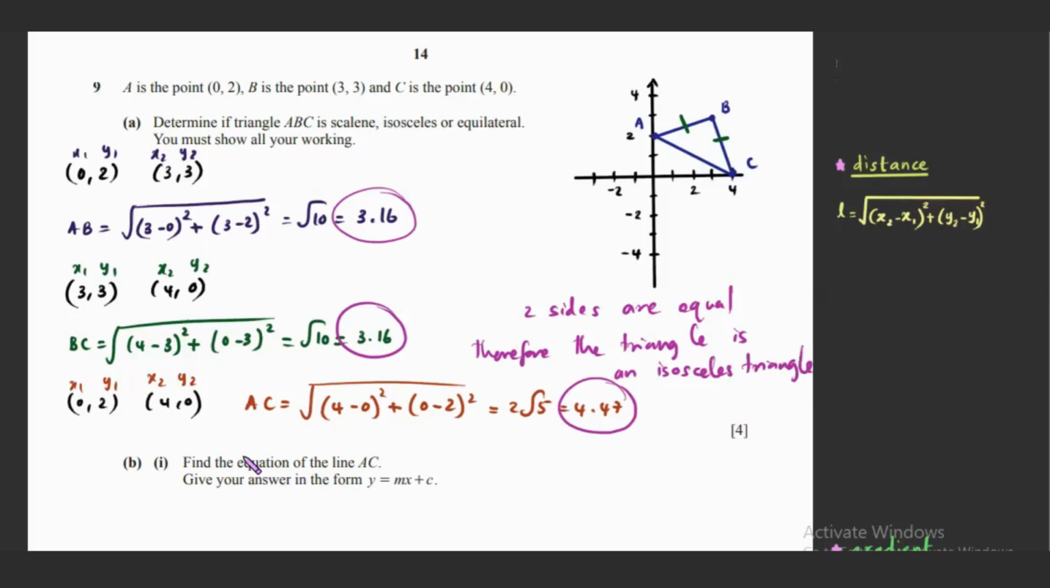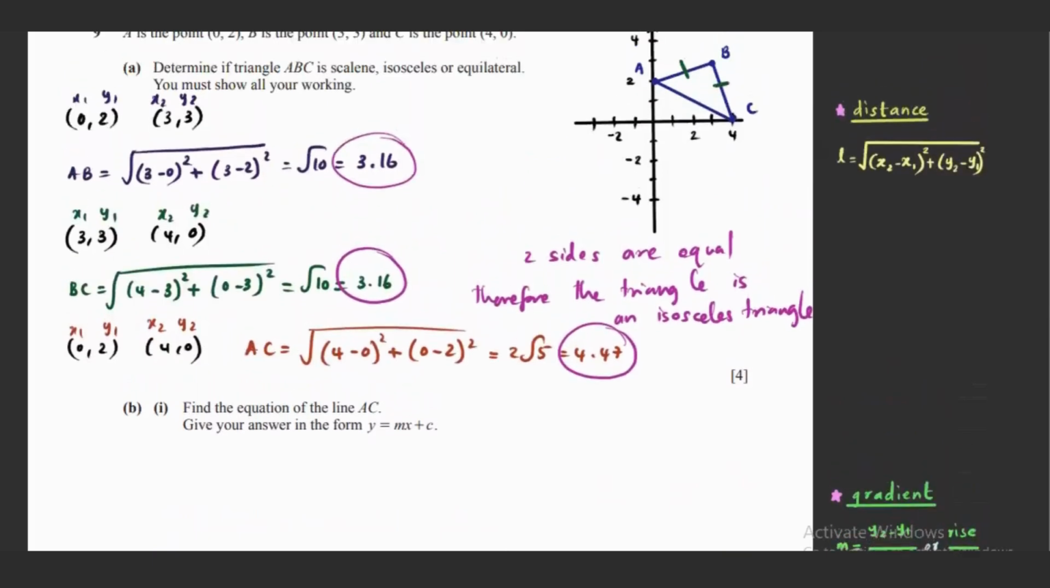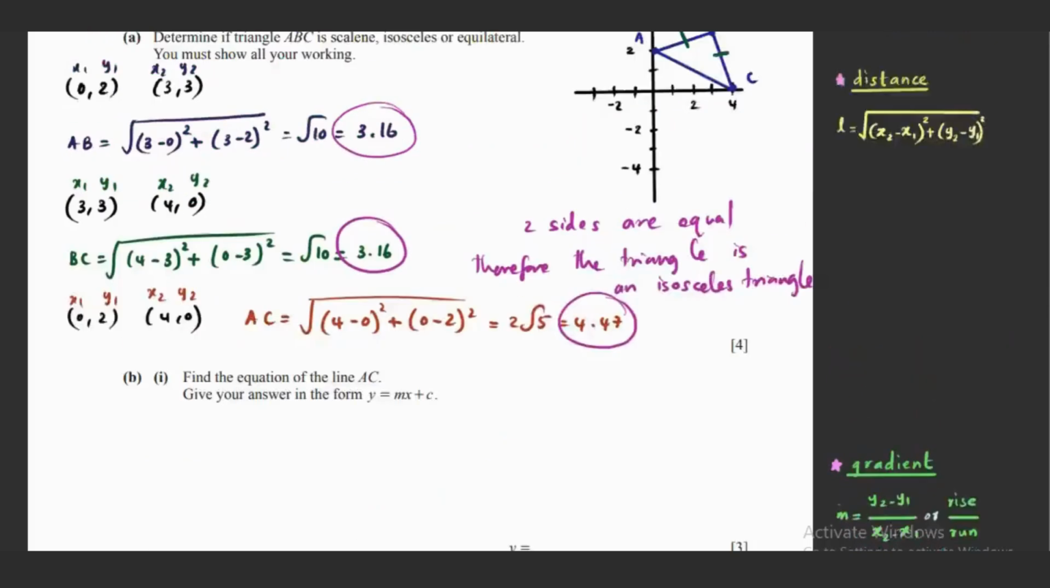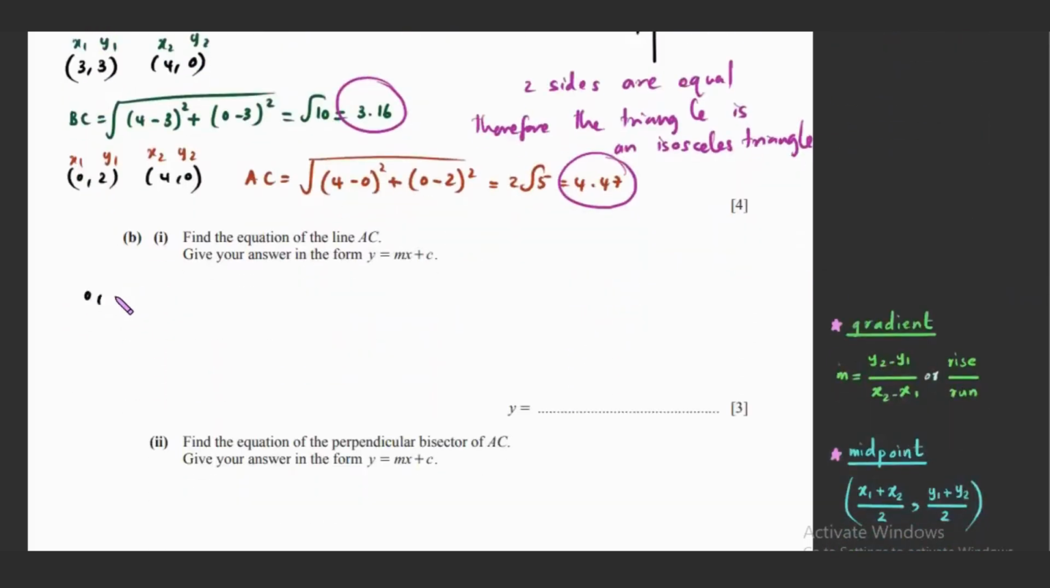Let's move on to the next question that we have, which is question B1. Here, we need to find the equation of the line AC. To find the equation of this straight line AC, we already know that the y-intercept, the place where it hits the y-axis, is 2. But now we need to find the gradient. To find the gradient, we need to make use of the two coordinate points A and C. So the coordinate point A is 0, 2, so I'll write it here, 0, 2. And the coordinate point C is 4, 0. I'm going to label these as x1, y1, x2, y2.